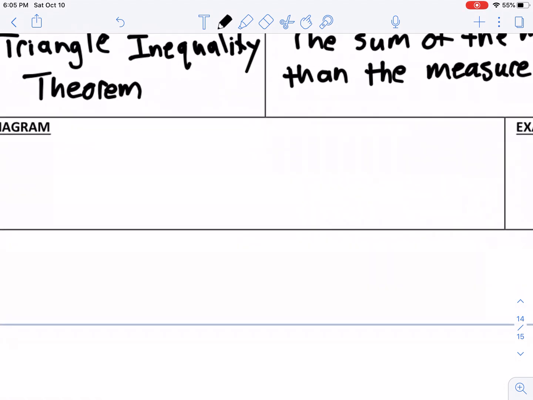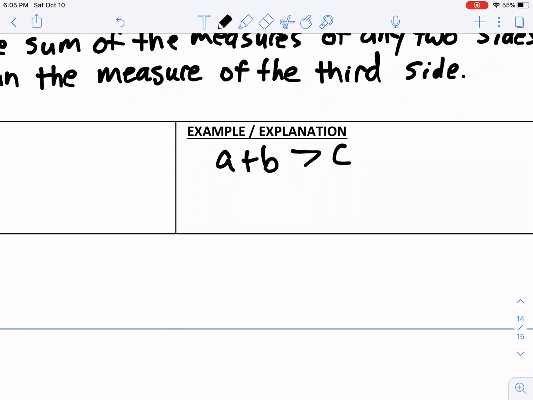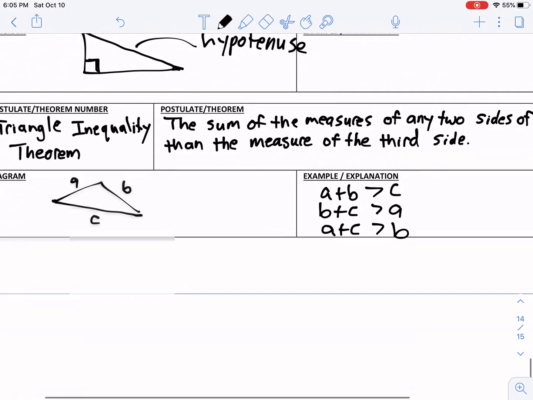So if I have this guy, maybe we have A, B, and C, then A plus B would be greater than the side C. Similarly, B plus C would be greater than A, and then A plus C would be greater than B. So all that means is if you add up the lengths of any two sides, it's always going to be bigger than the third side.